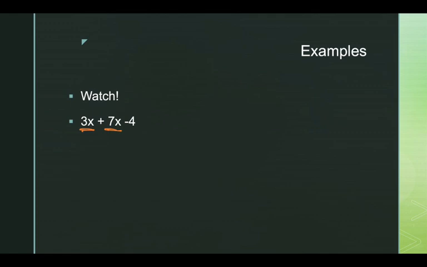So this says I have 3 x's, and I'm going to add 7 more x's for a total of how many x's? 10 x's. And then I just bring down my minus 4. We know 10x minus 4. Don't forget your variable. Very good. You just watch that so that we can do an example together.